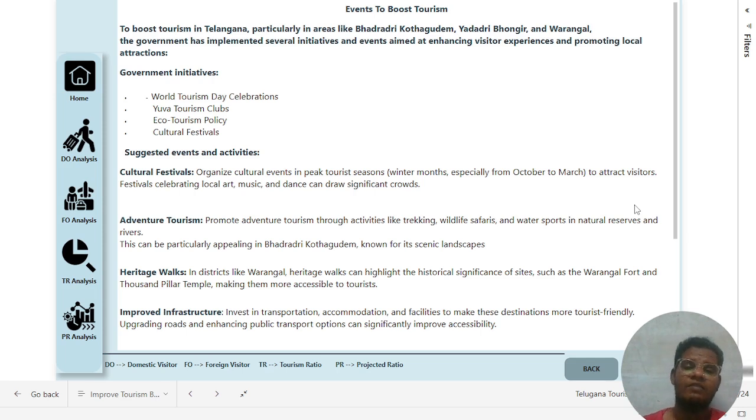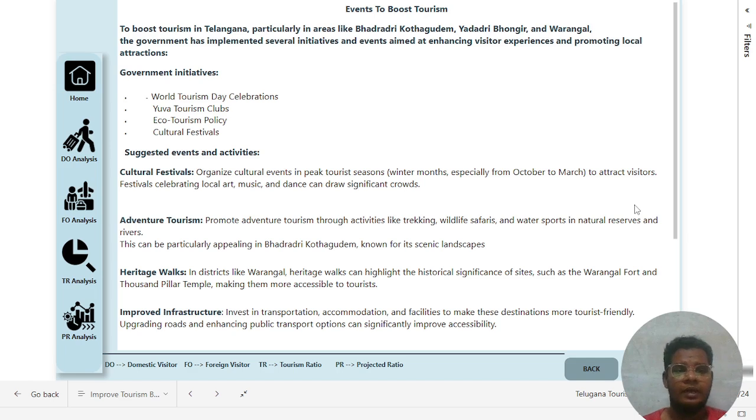Adventure tourism: promote adventure tourism. If they implement it in a very good way, because Telangana is surrounded by natural beauty, there are a lot of scenic views, hills, forts, and the Godavari river sceneries. It's amazing. Whenever the government takes steps to promote tourism via adventure, it gets a spike. Promote adventure tourism through trekking, wildlife safaris, and water sports in natural reserves and rivers. This can be particularly appealing in Bhadradri Kothagudem, known for its scenic landscapes.